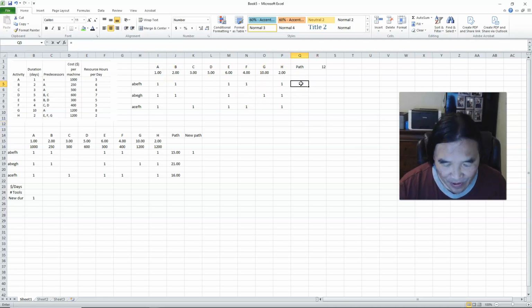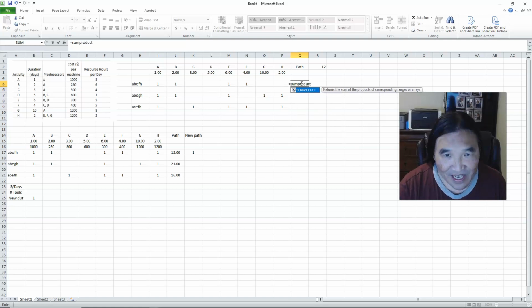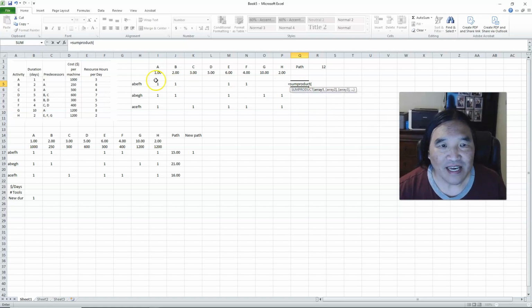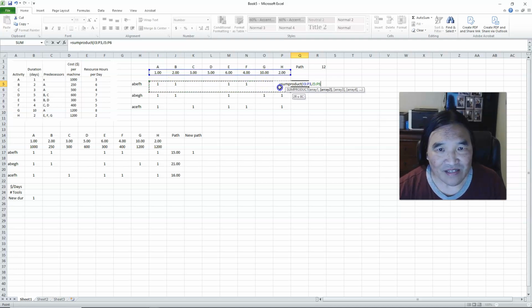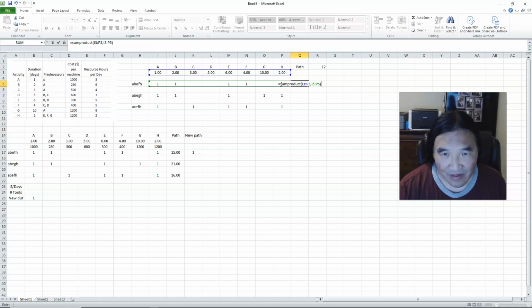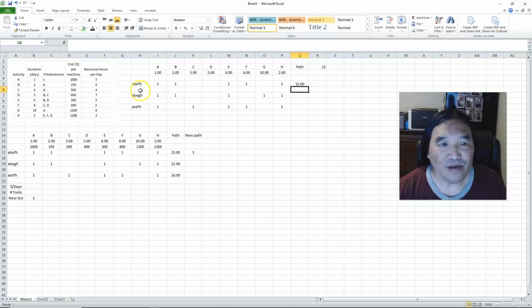So what do we use? Our old friend, the sum product. And what sum product does is it takes this and multiplies it by all this. So sum product, one array, which is these values, times these values. And so this pathway comes out to be 15. Does that make sense? A, B, that's 3. Plus 6 more is 9, plus 4 more, F is 13, and H is 15. What do you know, it works.